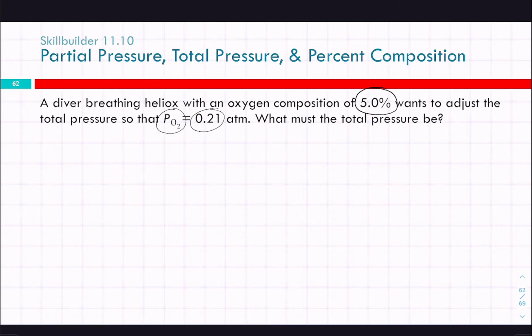Is there information missing here? This is not one that I immediately remember how to solve. So let's figure it out. All right, so if we got 5% oxygen, this will actually be a good example. This is how I solve problems. So if we got 5% oxygen, let's just assume that he's at 1 atmosphere.